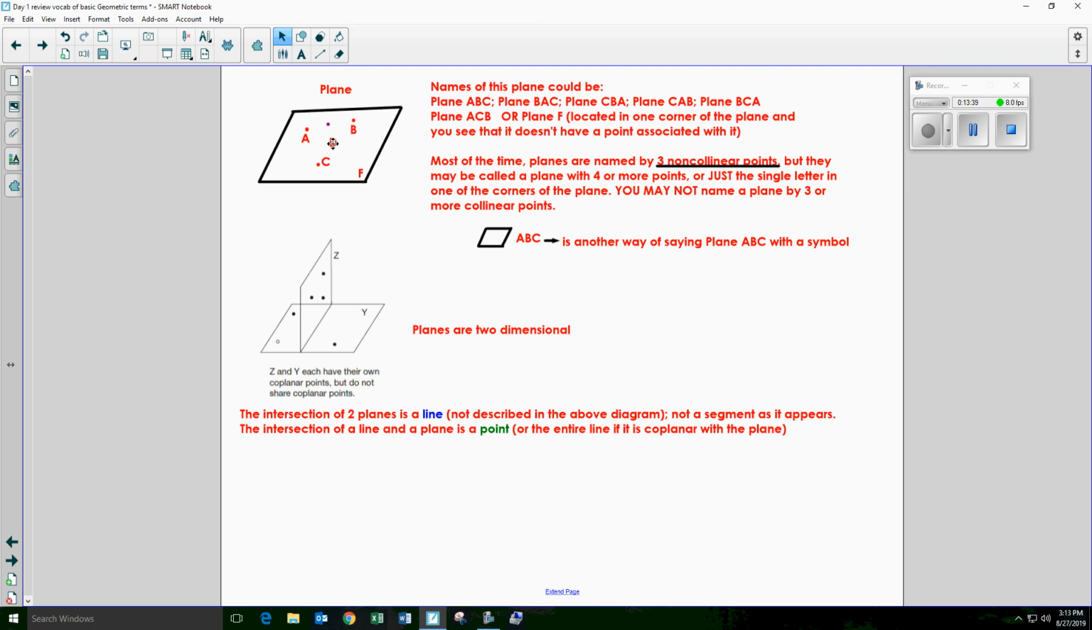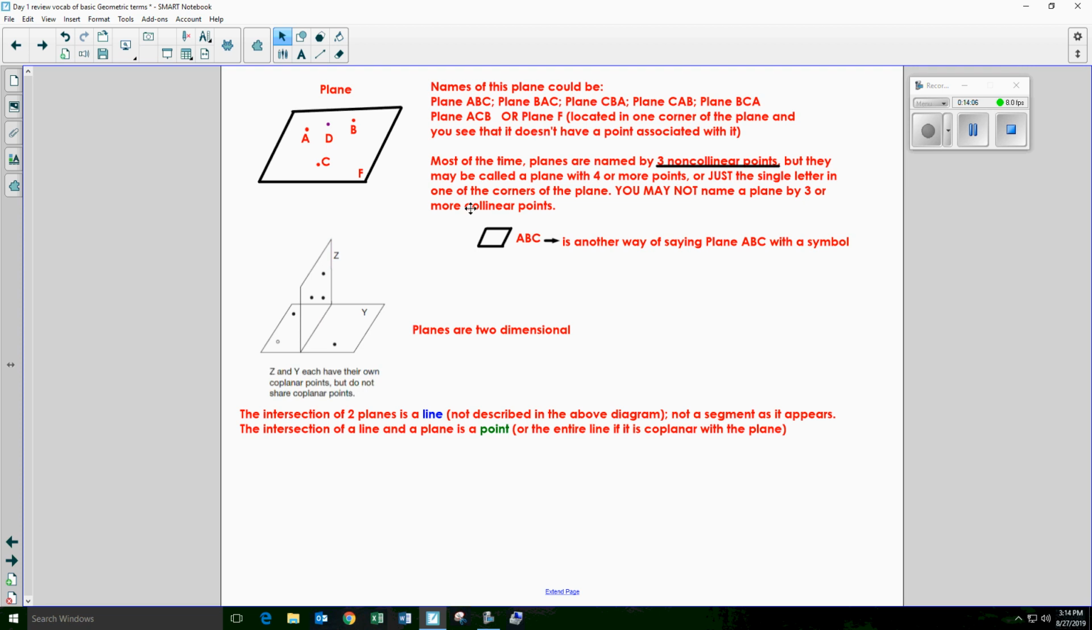I could not name this plane ADB because I could draw a line through all three of those. Those would be collinear. I have to pick three non-collinear points, so I could go ADC, CAD, CDB, or BAC, okay? Three non-collinear points is the most common way planes are named. This is the symbol for a plane, it looks like a parallelogram. So plane ABC is the most common way.